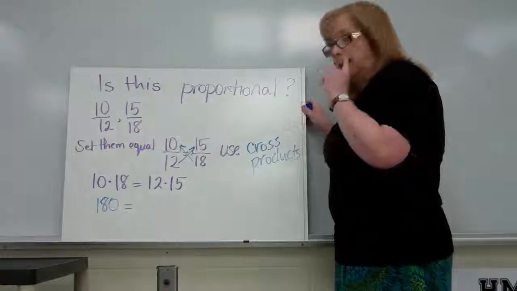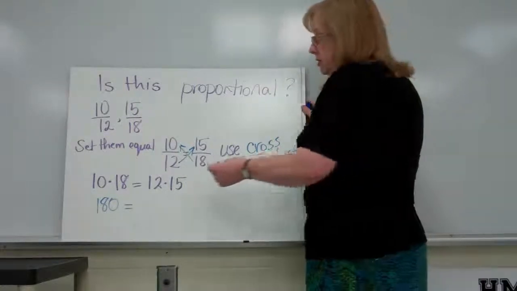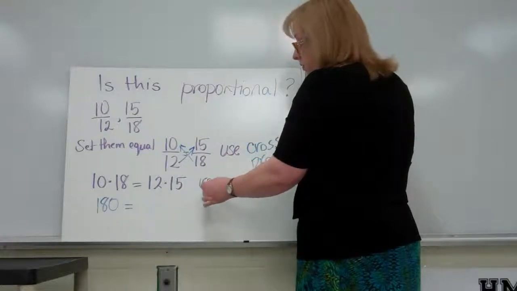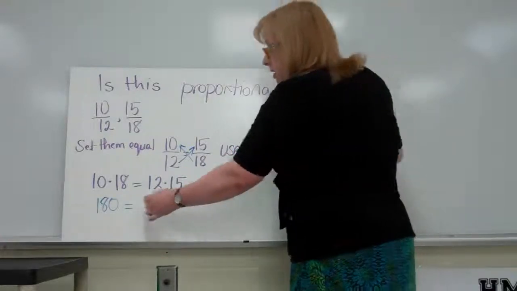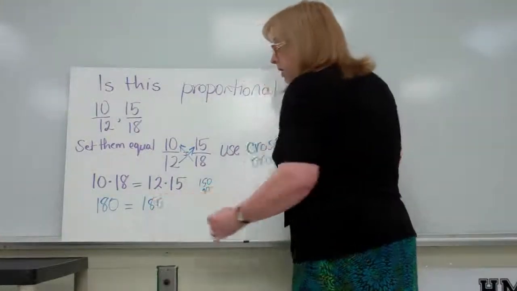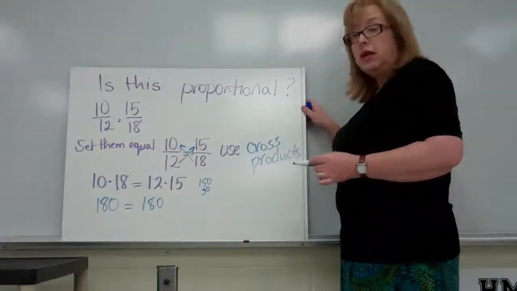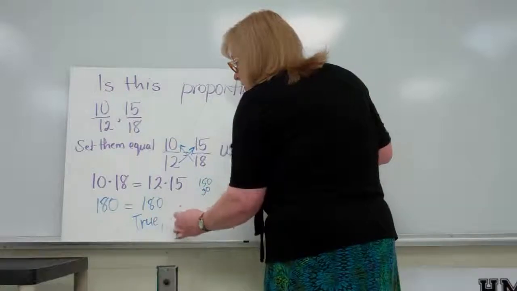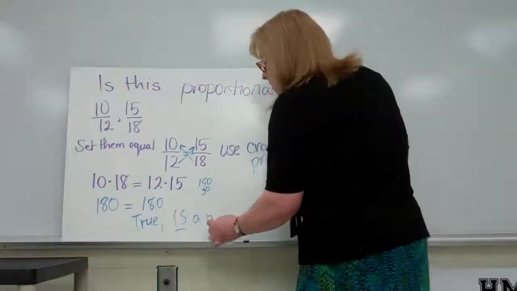12 times 15. Well, again, we don't need a calculator to do this. 10 times 15 would be 150, and 2 times 15 would be 30, so that's 180. Now, 180 equals 180 is a true statement. So as this is true, this is a proportion.